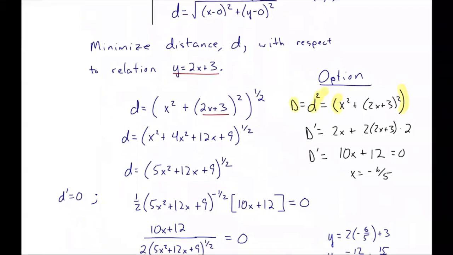So if we did it that way, we optimize capital D as a function of x, which is the distance function squared. The only thing that's not here is the radical on the outside. There's no 1/2 power here anymore. And if you do this, you'll see that you end up with the same value. It's actually easier work too.